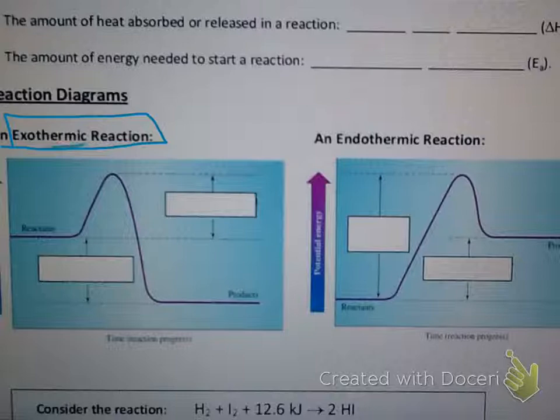Now remember what exothermic means. It means that overall heat is released. The overall heat of the reaction is going to be negative because you're going to be losing heat. Now let's look at the diagram.